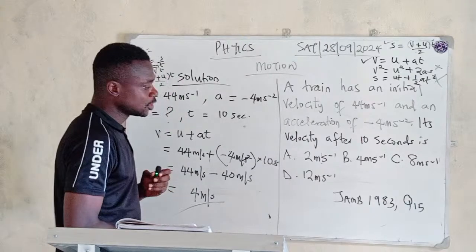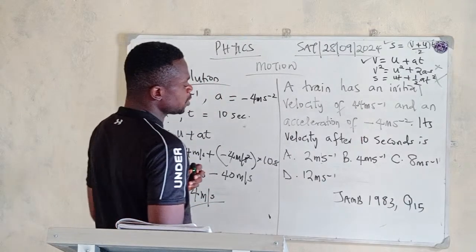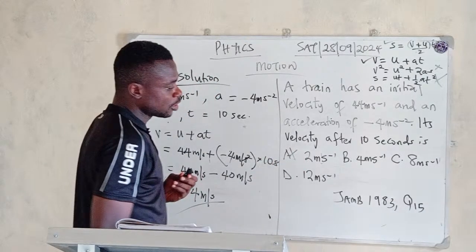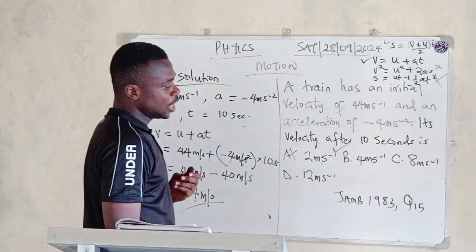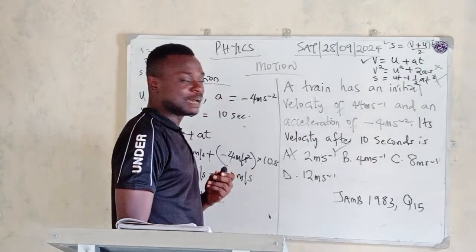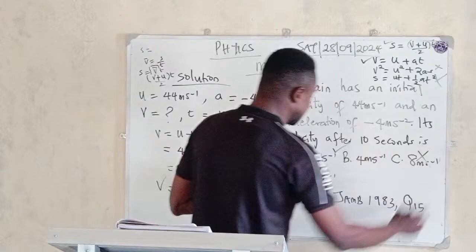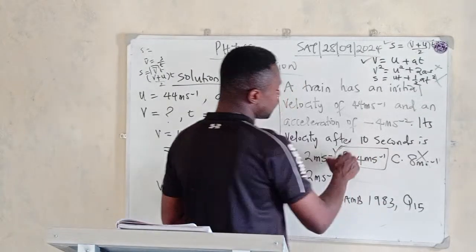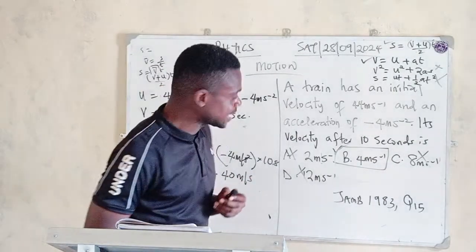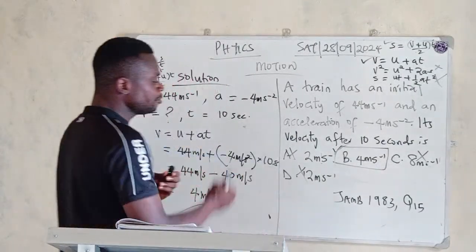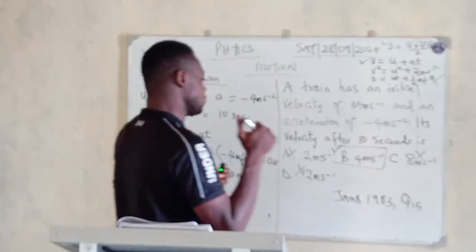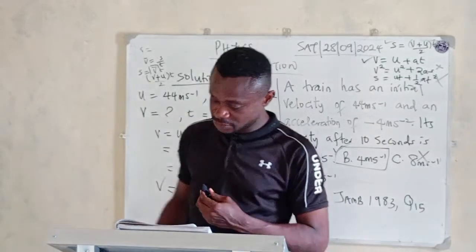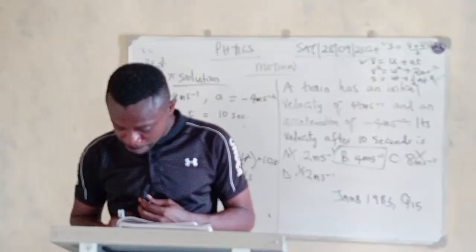So the answer to this question is 4 meter per second. Let's look at the options. Option A says 2 meter per second, which is not the answer. Option B says 4 meter per second. I agree with option B. Option C says 8 meter per second. I don't agree. Option D says 12 meter per second. I don't agree. So the answer is B, 4 meter per second. The answer to JAMB 1983 physics question 15 is B, 4 meter per second.